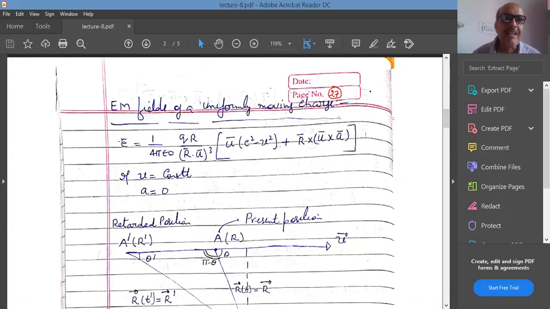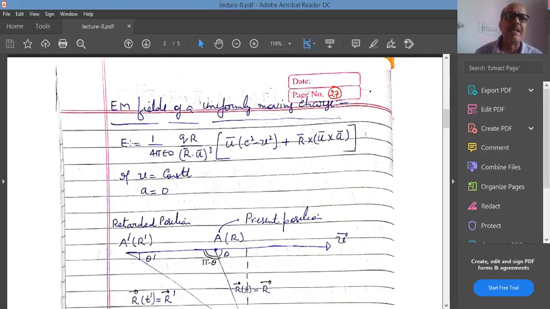So here, you remember the formula, E was equal to 1 upon 4 pi epsilon 0. E is a vector, Q R upon R dot U whole cube, and then U into C square minus V square plus R cross U cross A. Here U is equal to C into R̂ minus V. So we wrote the expression for the magnetic field also. Magnetic field B is equal to R̂ cross E upon C. So that is how we derived the expression for the electric field and the magnetic field.